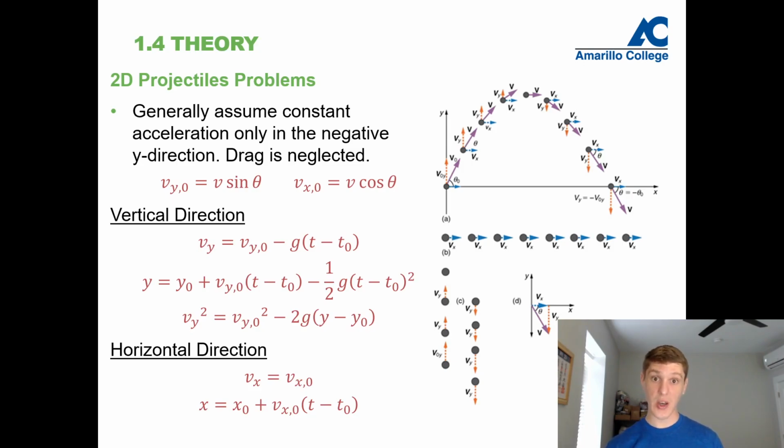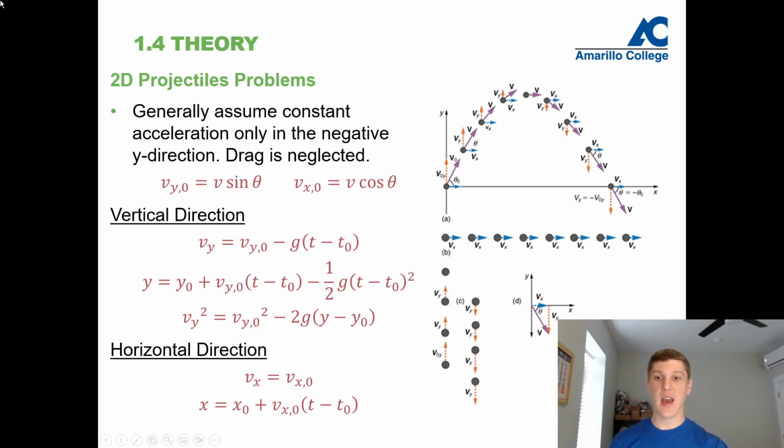If the problem says you can neglect air drag, we're saying that there is no change in the horizontal velocity because there's no forces acting on this particle in the horizontal direction. However, there is gravitational force acting on this particle in the vertical direction. So we do have a vertical acceleration.